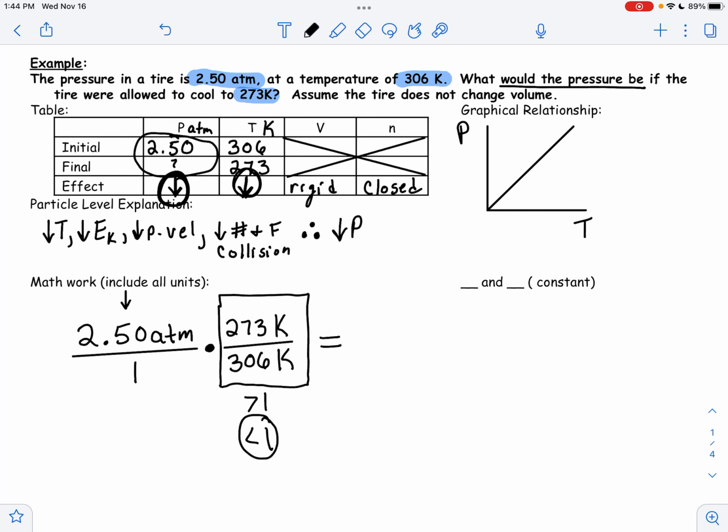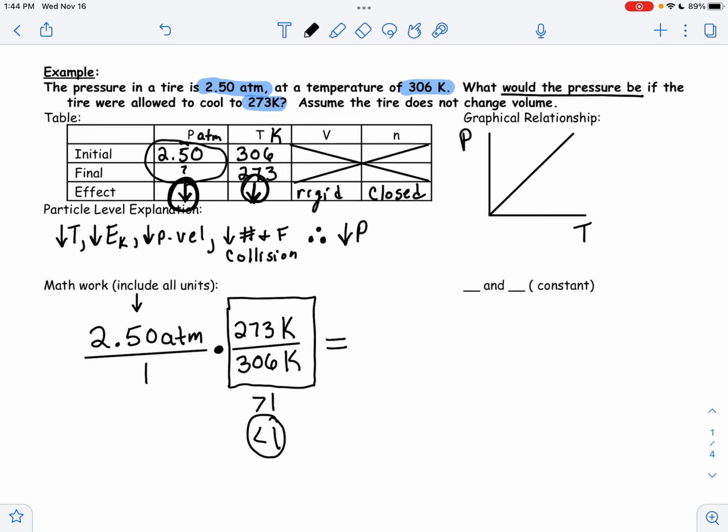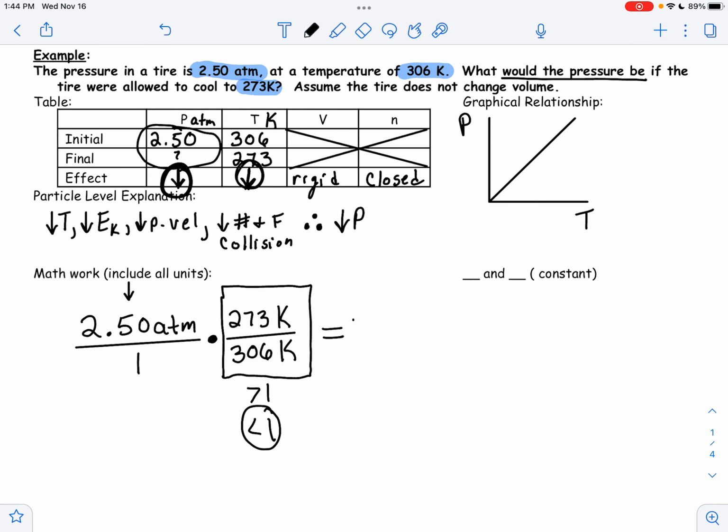Then what I'm going to do is go ahead and plug it in my calculator, and when I do that, I get an answer of 2.23 atm. Again, I can check myself because I know that my pressure should have decreased based on my table above. My initial was 2.5 atm, the final is 2.23 atm. So that shows me that as temperature decreased, my pressure decreased. I did it correctly.